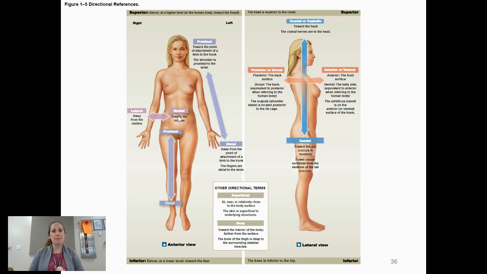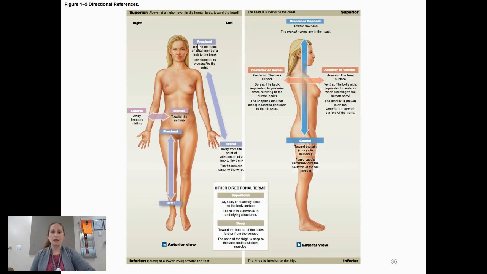Okay, so when we describe a body part as being medial, we mean it is close to the midline of the body. And when we describe a body part as lateral, that means it is located away from the midline. For example, my heart, which sits right here, I could say that the heart is medial to the shoulder, right? My heart is closer to my midline than my shoulder is. And vice versa. I could say my shoulder is lateral to my heart. And that's how we would use that set of terms.